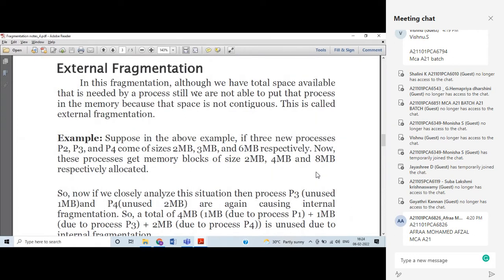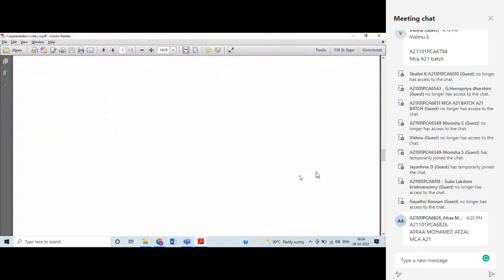Some other problem happens, that is called external fragmentation. In this fragmentation, although we have the total space available that is needed by a process, we are still not able to put that process in the memory because that space is not contiguous. This is called external fragmentation.